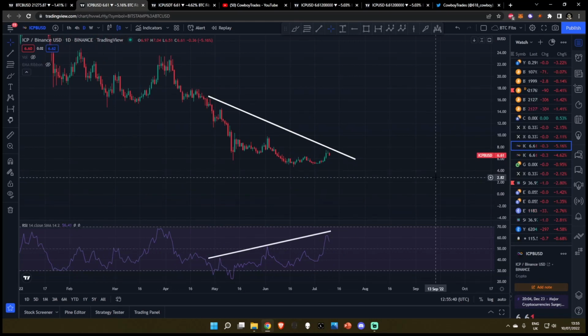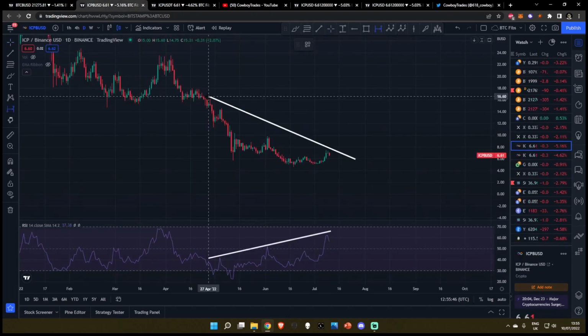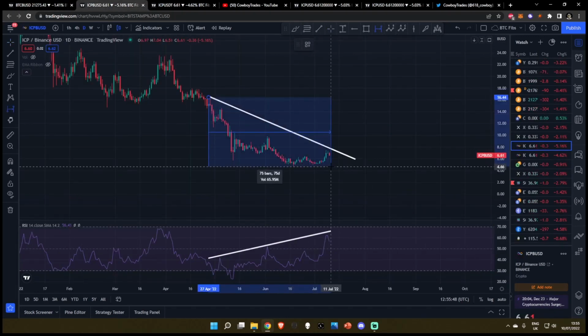Now, if we do look at the daily time frame on this hidden bearish divergence, once again, we talked about this. This is almost the exact same as what we're seeing over on Bitcoin, except this has been playing out for 75 days.